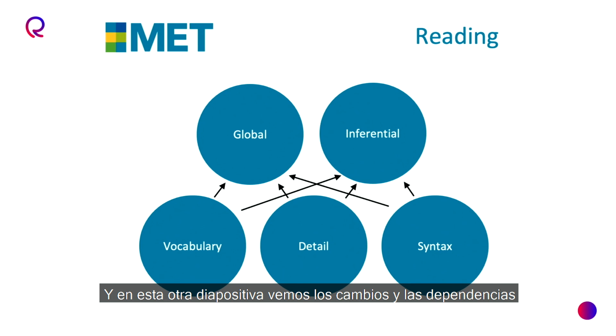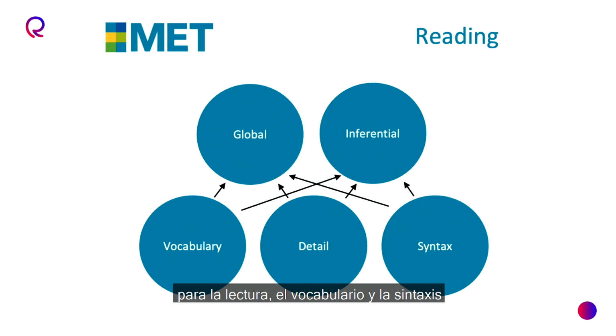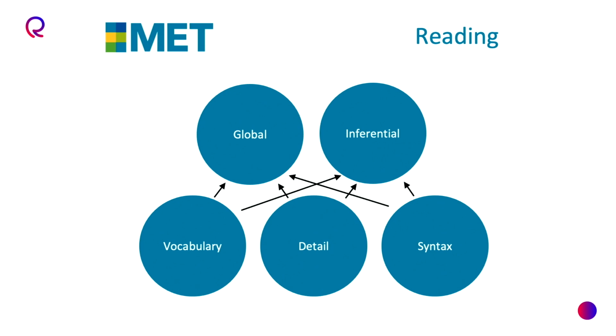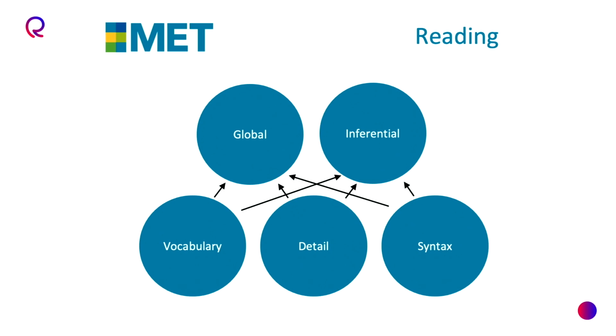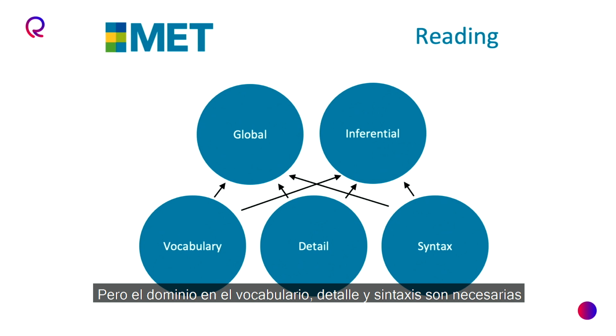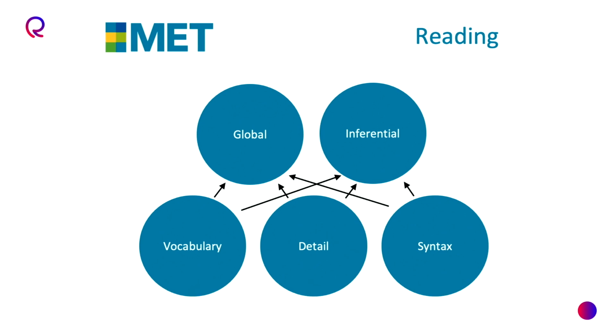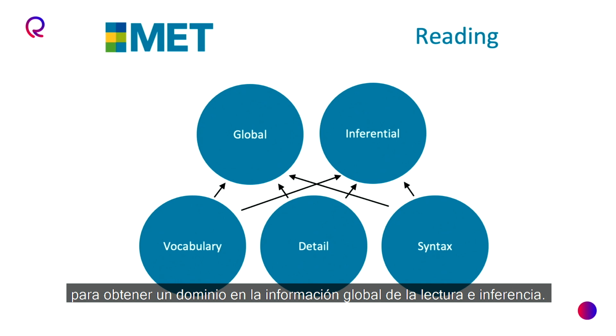And in this slide, we see the pathways and the dependencies. For reading, again, vocabulary, detail, and syntax, each do not depend on any of the rest for you to develop mastery in them. But mastery in vocabulary, detail, and syntax is necessary for developing mastery in reading for global information and reading for inference.